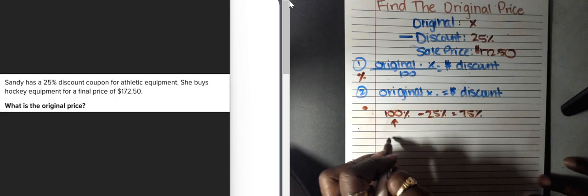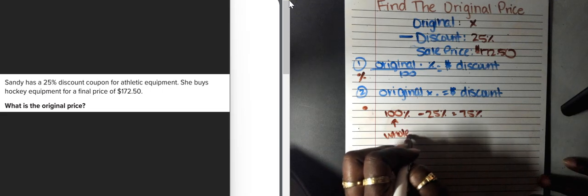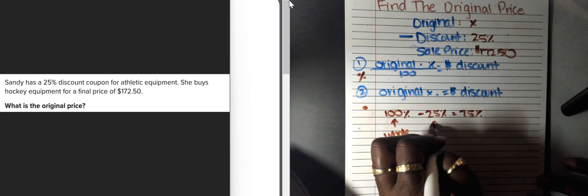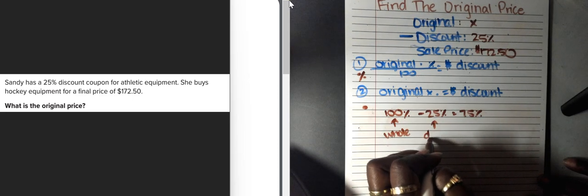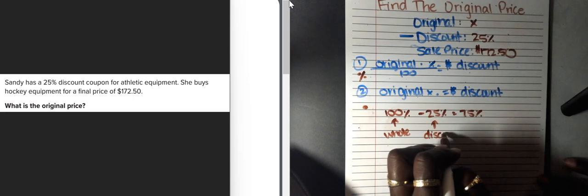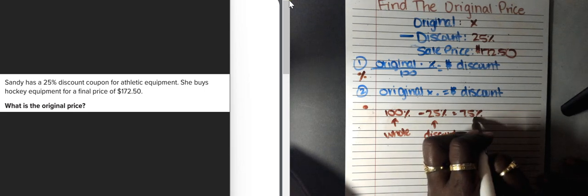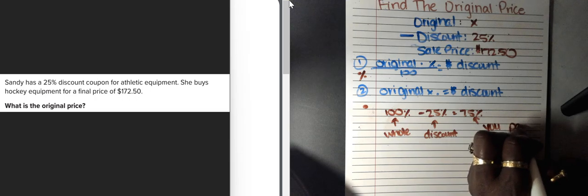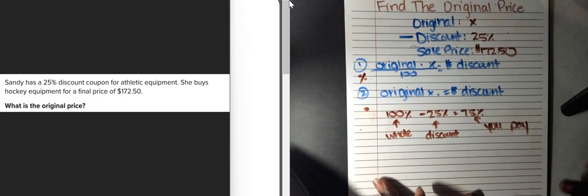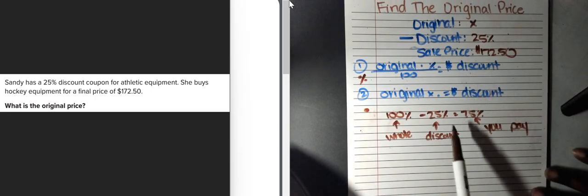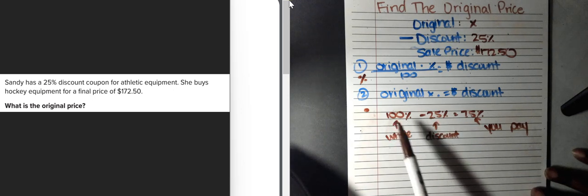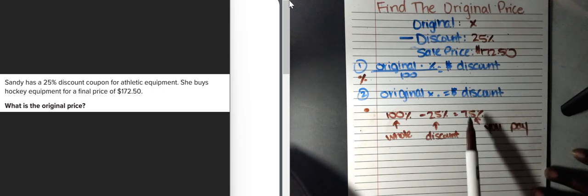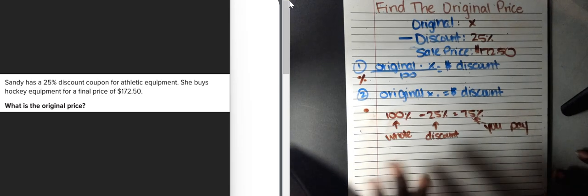So what this represents is this is the whole. This is what we started with. You get no discount at 100%. The 25% here represents the discount. And then the 75% represents what you pay. So you pay 75%. We can actually look at a discount problem in terms of what am I paying? And in this case, we're going to pay 75%. So let's look at it this way.